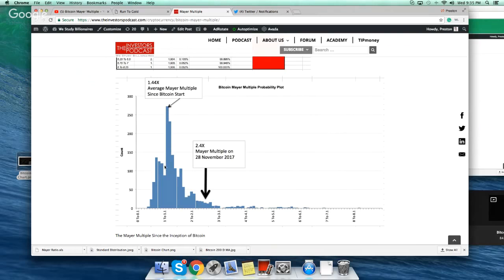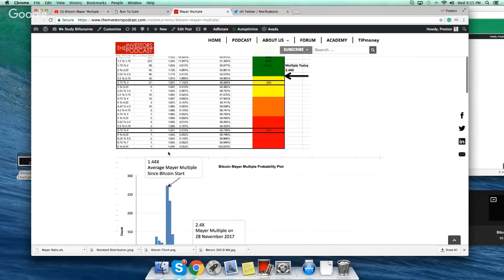You can see it's not perfectly normal data. It gets way skewed out here to the right as far as how high the multiple would go. So think about it from an animal spirits standpoint. This is how far the animal spirits will go on the buy side, clear up to 8 times the 200-day moving average. Now, granted, that only happened, and I can show you exactly how many times it happened.